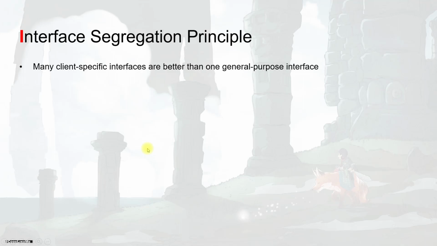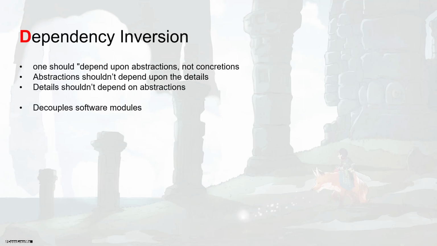Right. The next and the final principle is dependency inversion. One should depend upon abstractions, not concretions. Abstractions should not depend upon the details. Details should not depend upon abstractions. This is kind of hard to understand when we put it into words like this. Basically, what it does is decouple software modules.